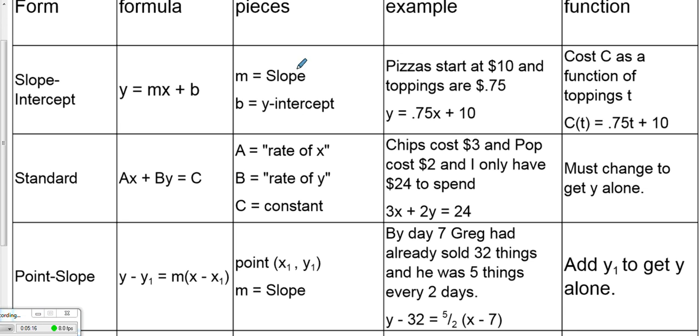What are all the pieces? Just like this had slope and a y-intercept, well, a you can kind of think of as the rate of x, b you can kind of think of as the rate of y, and c you can think of as a constant. Now we don't normally see things in this standard form.